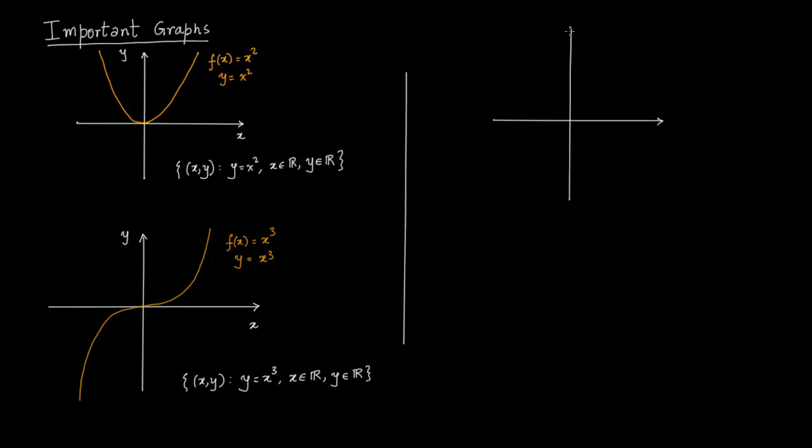Now I will draw the graph of y = 1/x. So obviously we cannot divide by 0, so x cannot be 0. So I will write down what I have just said. So this is the graph, y = 1/x, or f(x) = 1/x. The denominator is not 0.